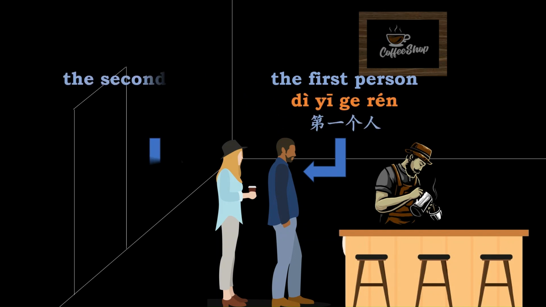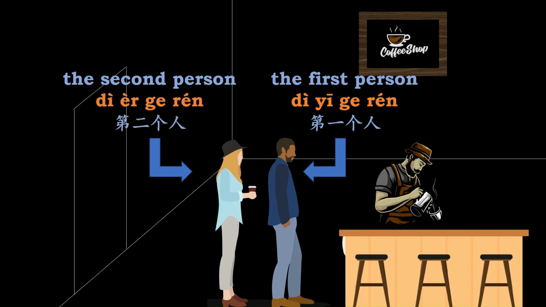But what if I want to refer to the second person? Is this 二 or 两? 第二个人. So we use 二 when we want to say the second of something. It's always 第二 and never 第两.